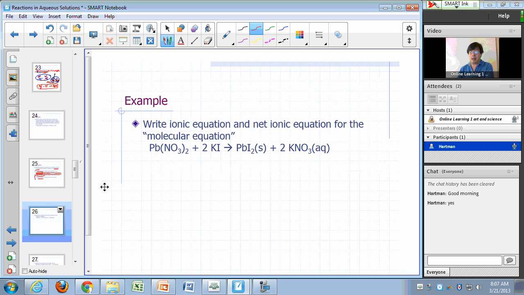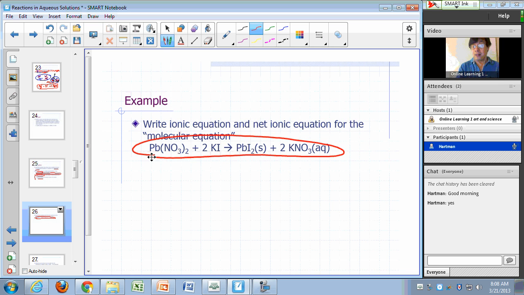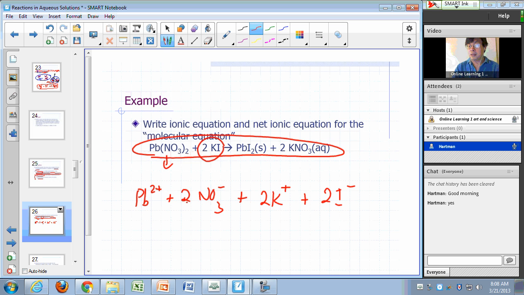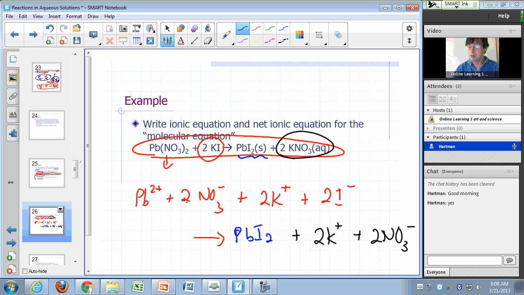Okay? And this is the example I gave earlier. This is the full molecular equation. And then since lead nitrate is in solution, I can write that as lead plus 2 nitrates. And potassium and iodide are separated in water. So 2 potassiums plus 2 iodides. And then my product would be PbI2. Since that's not in solution, I have to write it intact as one formula, PbI2. And then my potassium nitrate right here, I'm going to write that as 2 potassiums plus 2 nitrates. Okay? So this is my ionic equation.